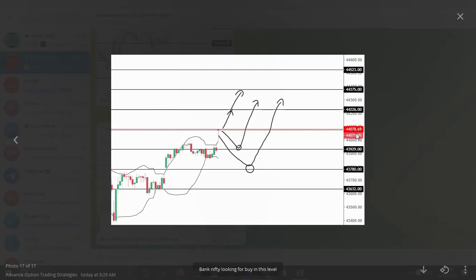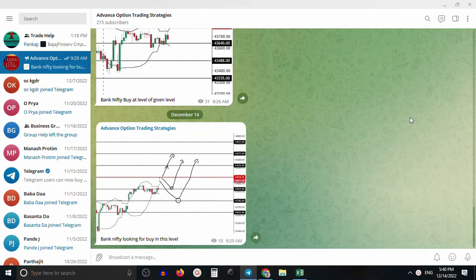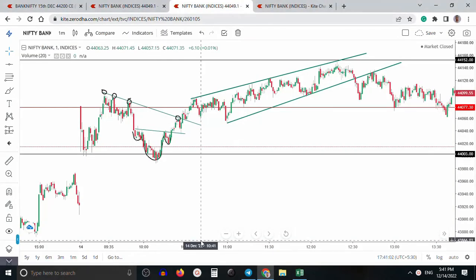That was above that level, and the next was 43929, but price was not able to pull back to this level. So where exactly do we enter a buy? We did two trades today, one buy and the next a sell. Let me show you and explain why I entered at that specific level.